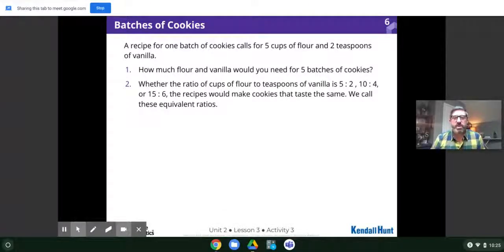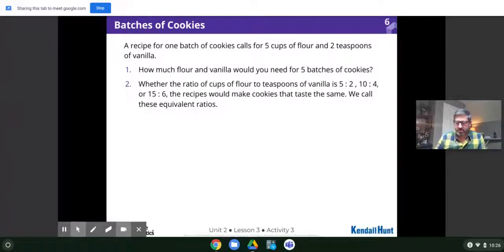So equivalent ratios, again, just describes different numbers of batches of the same recipe. Okay. So the first question there, how much flour and vanilla would you need for 5 batches of cookies? Linus said we would need 25 cups of flour and 10 teaspoons of vanilla. Well, that is an equivalent ratio also to the 5:2, the 10:4, and the 15:6 there, because it's just describing another batch of cookies using the exact same recipe. It's just a bigger batch of cookies, and they'll all taste exactly the same. They just have different amounts of ingredients in there. Does that make sense?